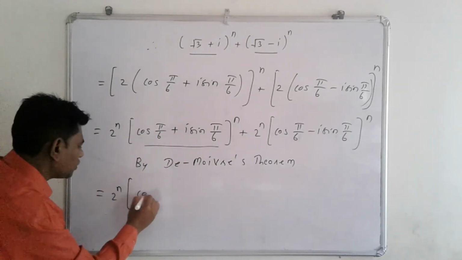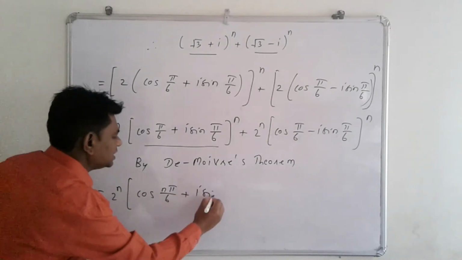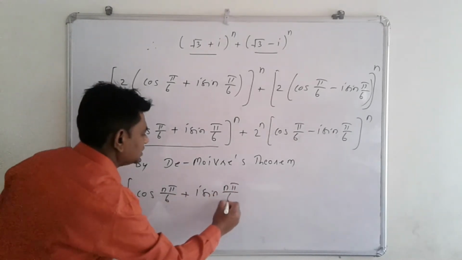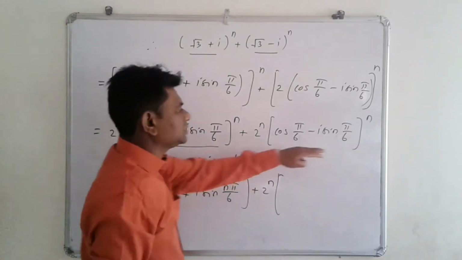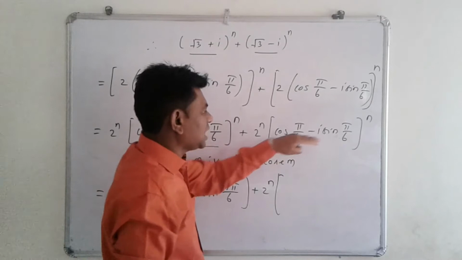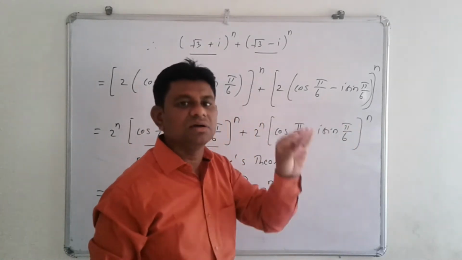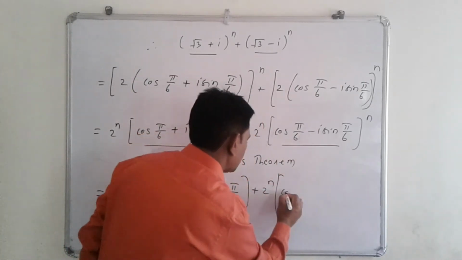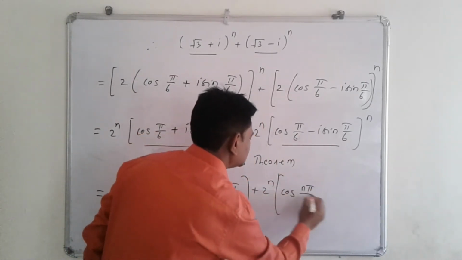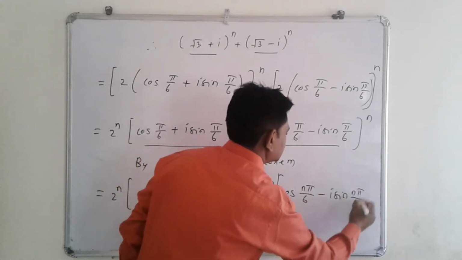Therefore, its answer is 2^n times cos n pi by 6 plus i sin n pi by 6, plus 2^n times, now again applying De Moivre's theorem, (cos theta minus i sin theta)^n is cos n theta minus i sin n theta. So here the answer is cos n pi by 6 minus i sin n pi by 6.